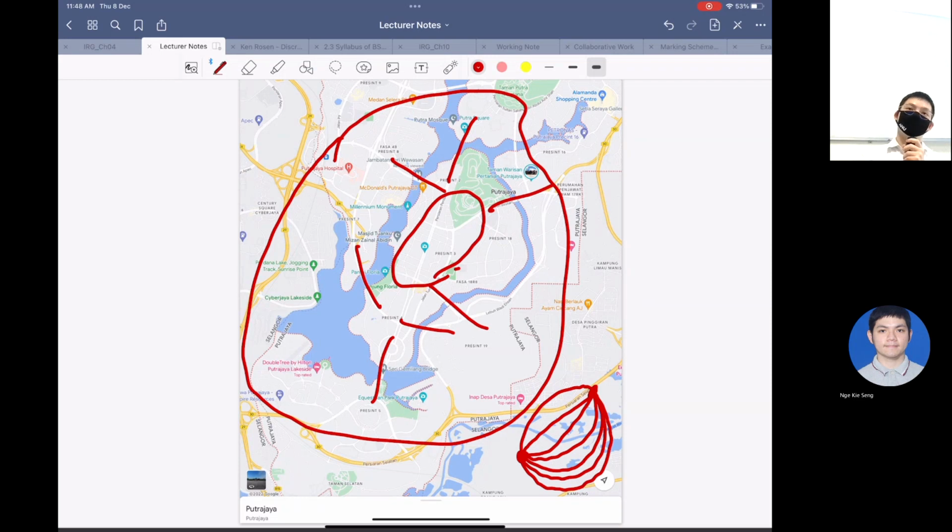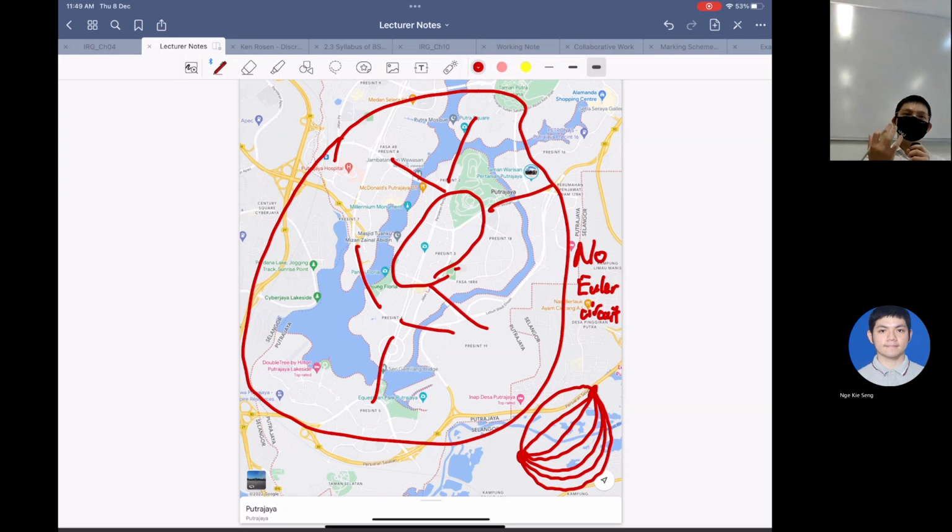So in this case, do you have an Euler circuit? Why? Because the degree is odd. Because you have odd degree vertices, you have no Euler circuit. But do you have an Euler path? Why? Because there are exactly 2 vertices with odd degree. So you have an Euler path.